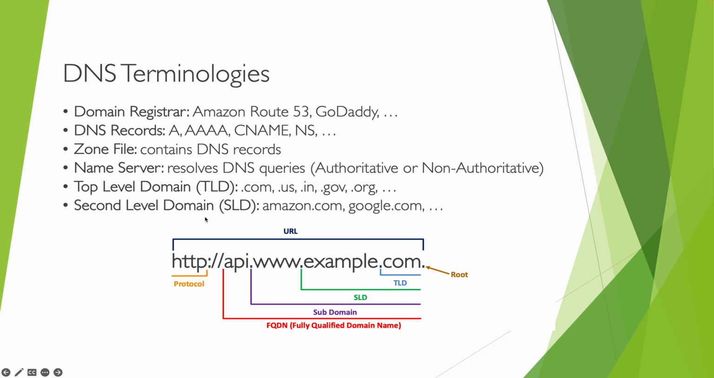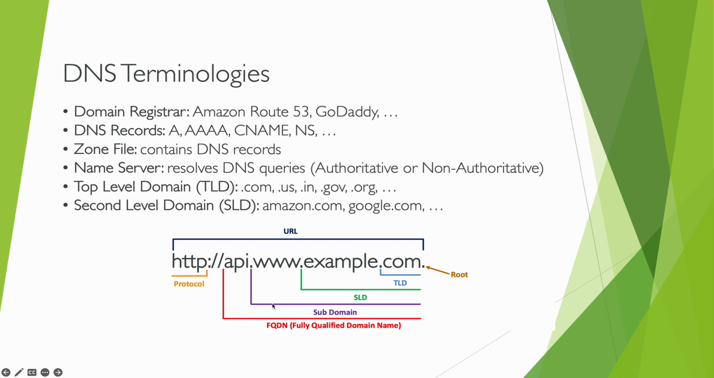So these are called second level domains. If you take a complete URL, the first thing, this dot, is called the root. After that, .com, .in, .gov, .org, all of these are called top level domains. In this, there are second level domains, which is example.com, and for this you have www.example.com.